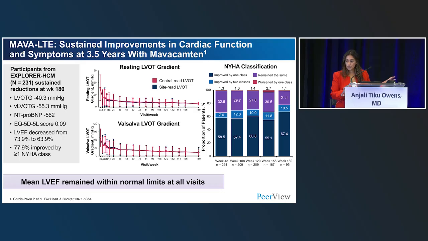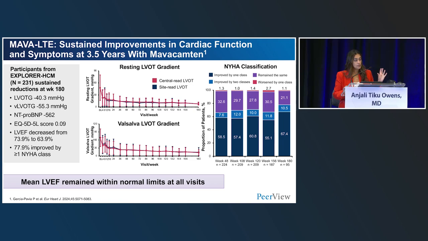These are patients from EXPLORER out to 3.5 years. So what happens in the long run? Is this effect of cardiac myosin inhibition sustainable? Is it durable? And what does it look like from a safety standpoint as well? So these are patients that you can see out to week 180 with resting LVOT gradients at the top, Valsalva gradients at the bottom, that started off obstructed and then had a decline in their gradients by 40 millimeters of mercury at rest, by over 50 millimeters of mercury with Valsalva.